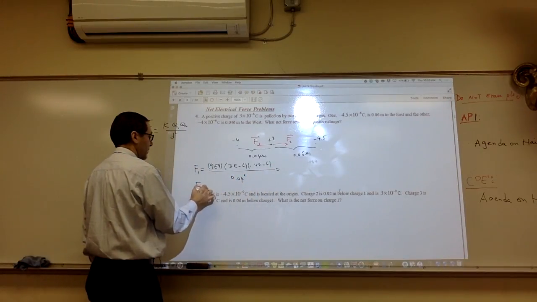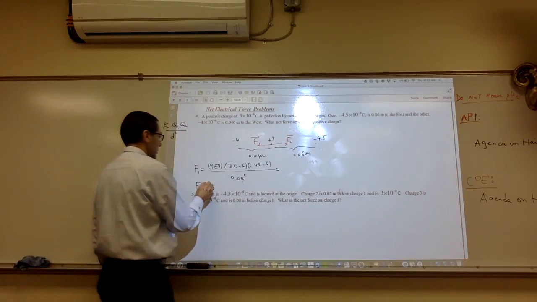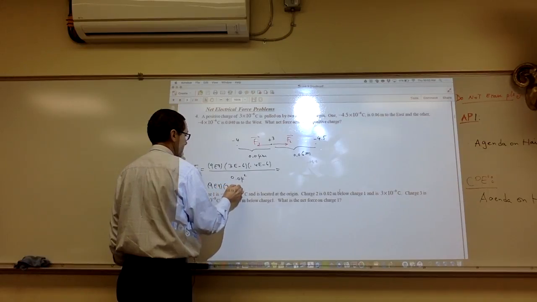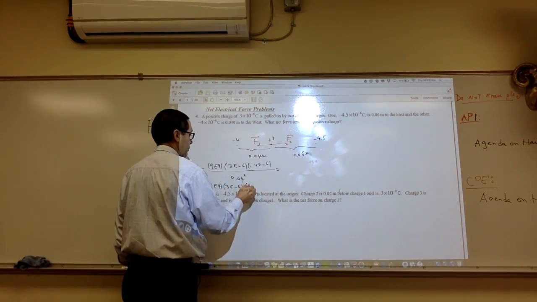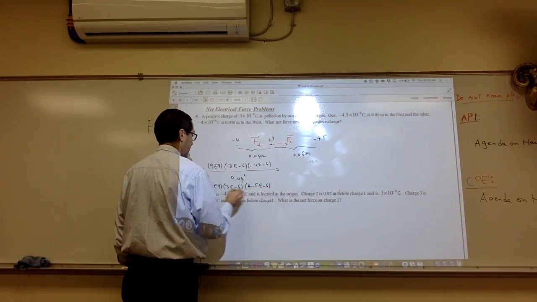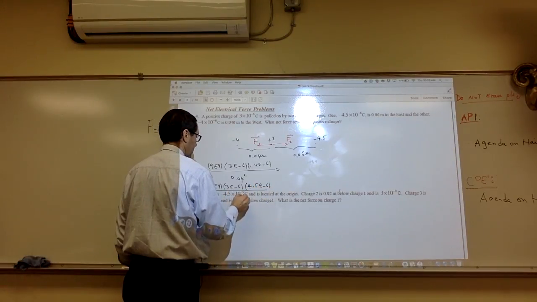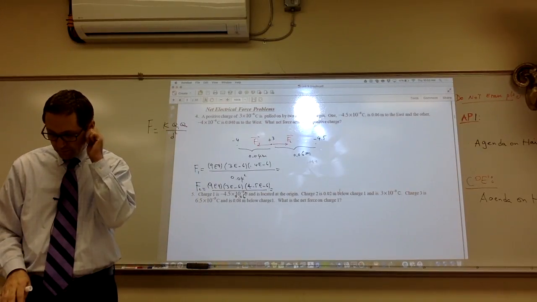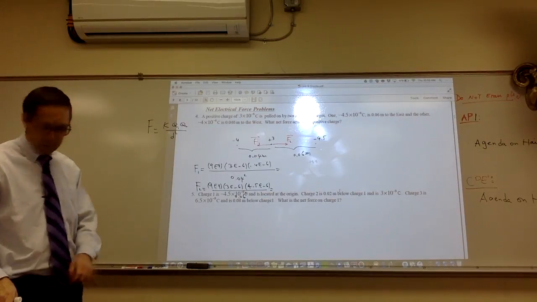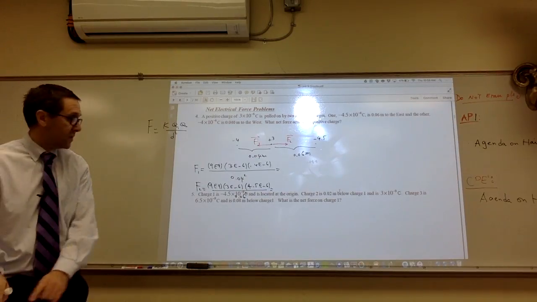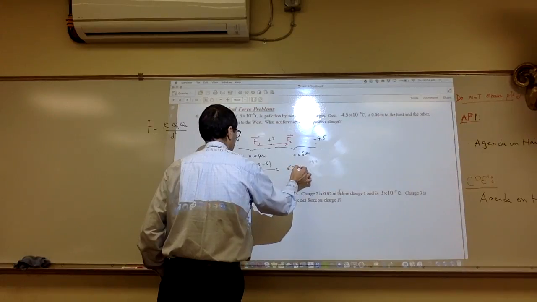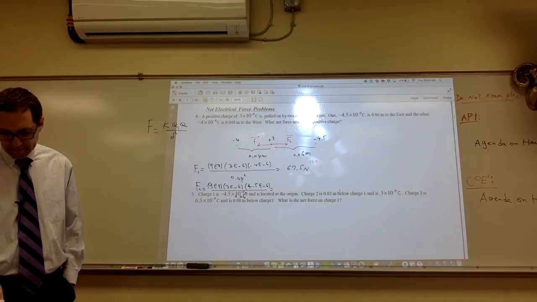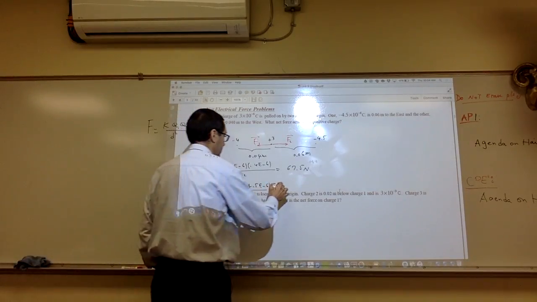And you do the same thing for F2. So you would do 9 times 10 to the 9 times 3 times 10 to the negative 6 times 4.5 times 10 to the negative 6 over 0.06 squared. And those two forces should be, the first one should be 67.5 newtons. That's the magnitude of it. And the other one should be 33.75 newtons.